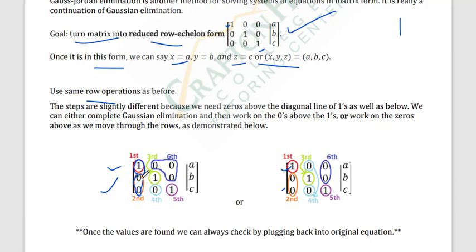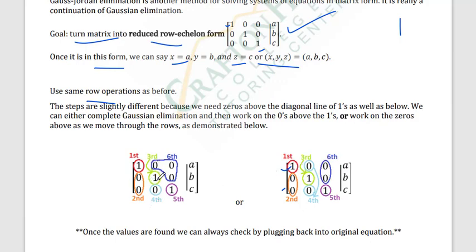Below element 1, all are 0. We will apply row operations and transform these into 0. So first of all, we transform the first column element into 1. After that, in the first column, below the 1 element, all are 0. So this first and second step will remain the same in both methods.